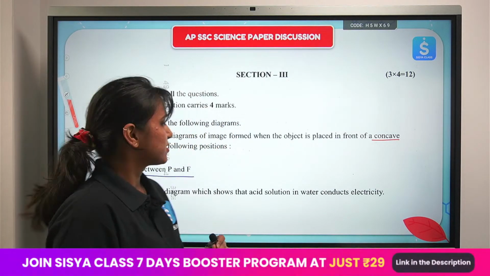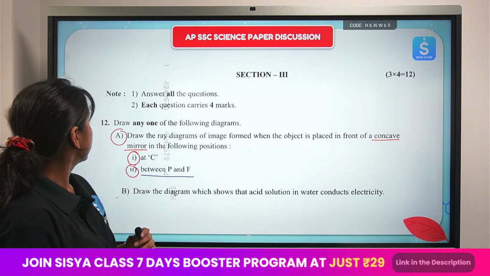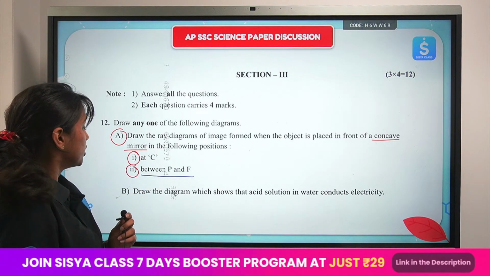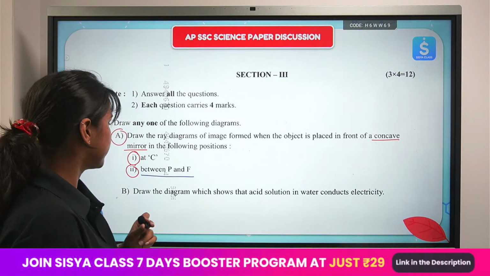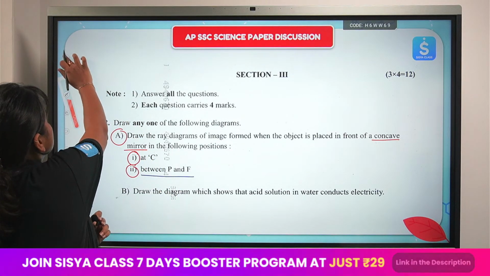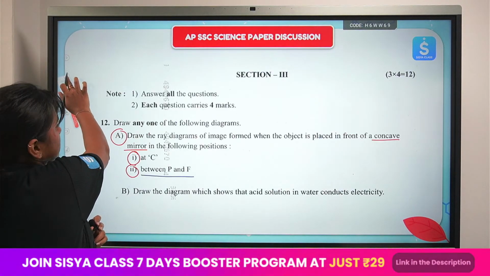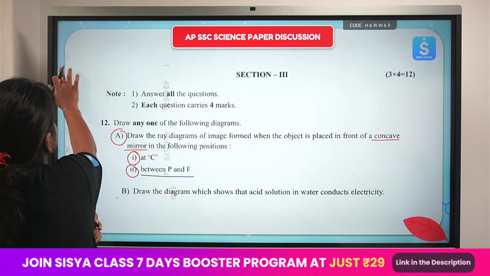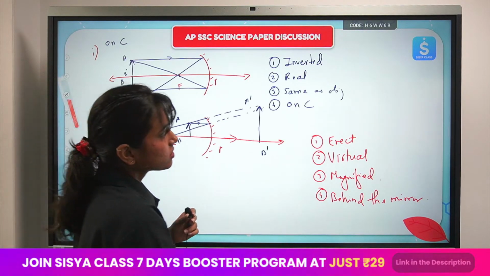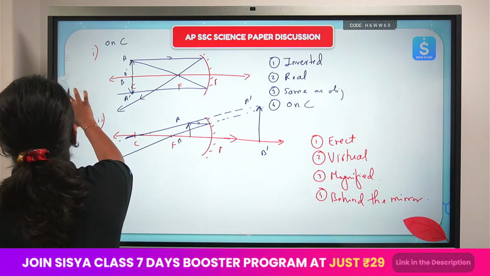So let's solve this. The question is 12th B. Draw the diagram which shows that acid solution in water conducts electricity. So I'll move to the next page. One second. Just a minute.